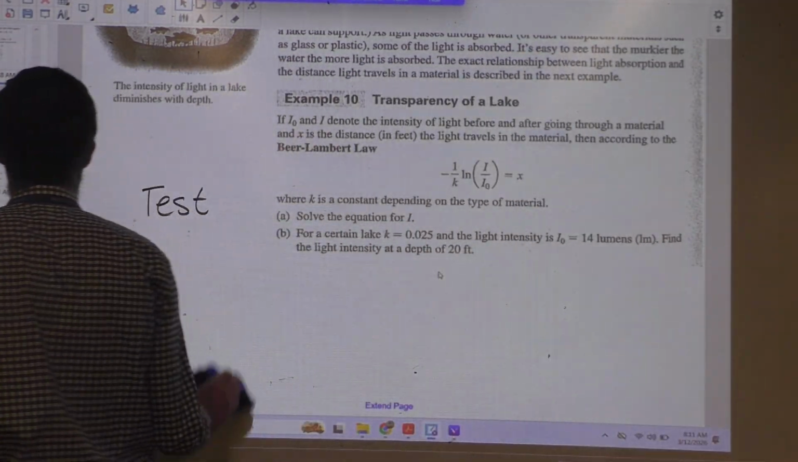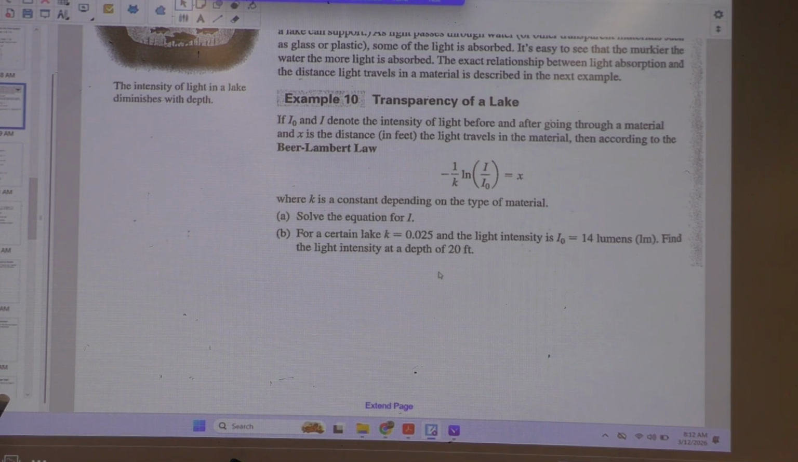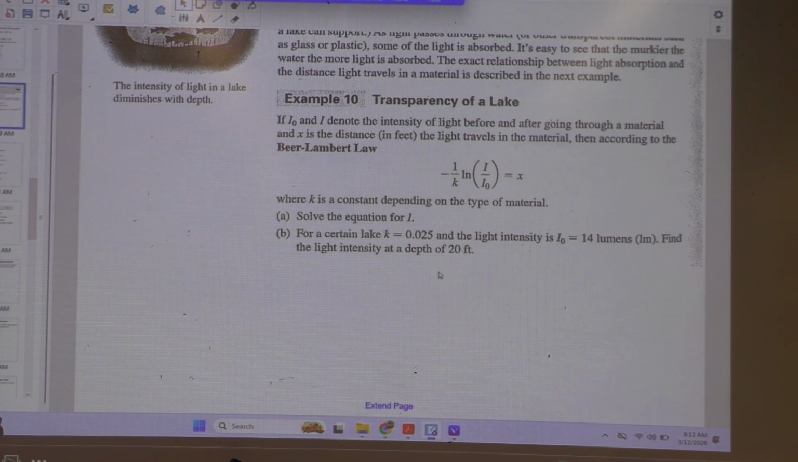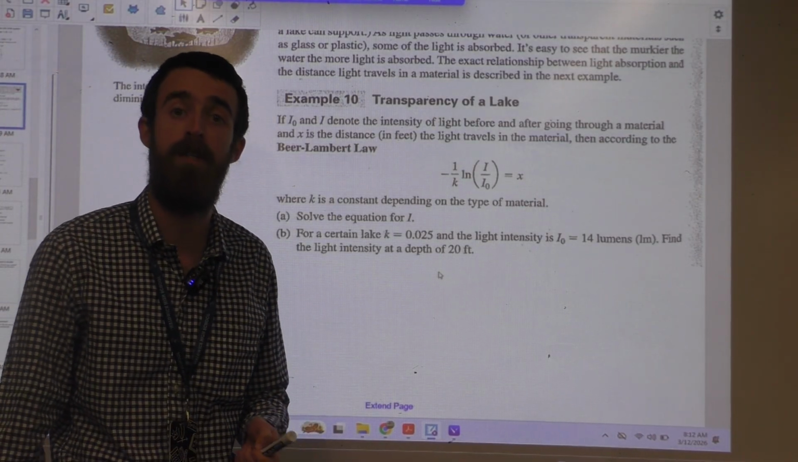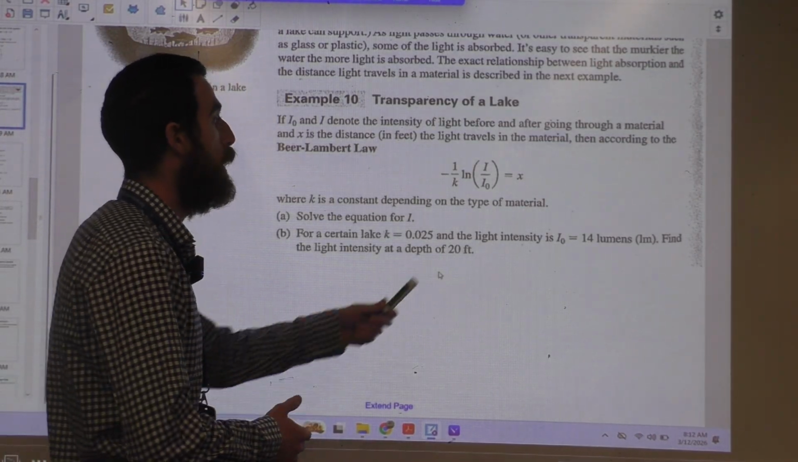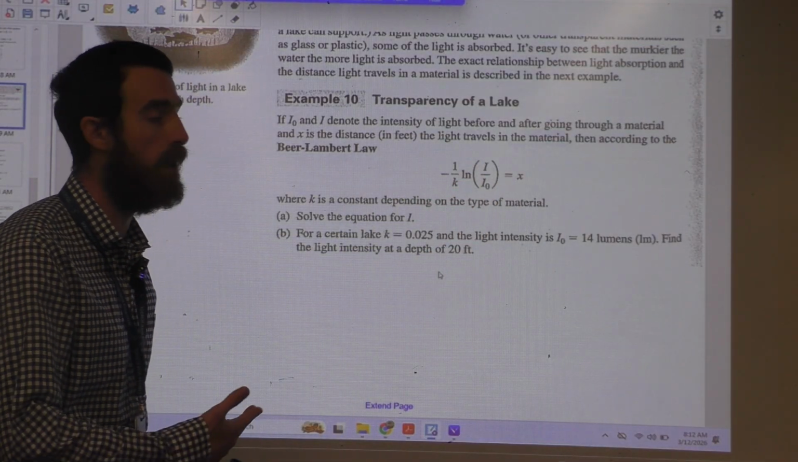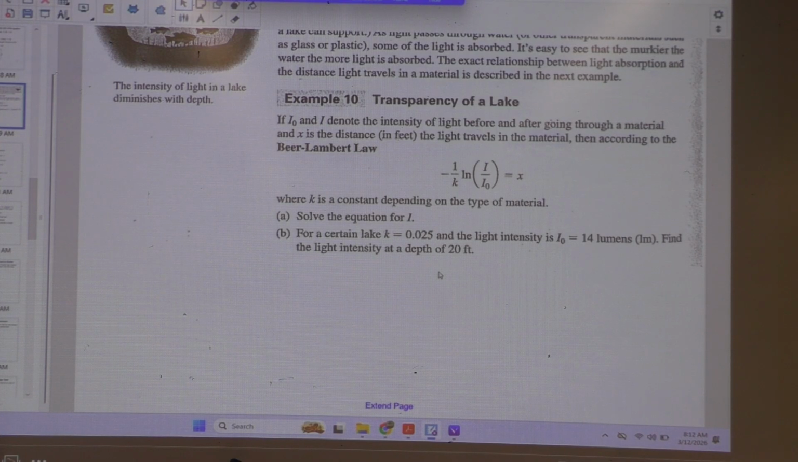All right, everybody, this is the slide that we left off on. Transparency of a lake. They are explaining that this equation is used to connect the intensity of light before and after going through a material. Essentially, how dark or bright it would be at a different depth of a lake. But the trouble is that the two variables we might be measuring are inside of the natural logarithm. That might be a problem if I was trying to solve for I or solve for I0.